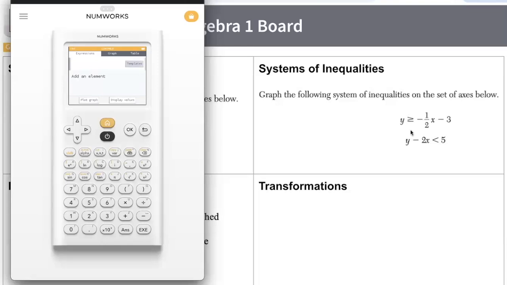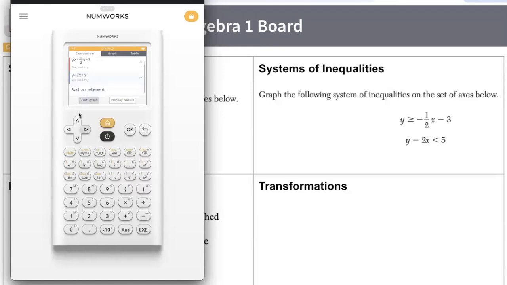Because this is y is greater than or equal to, I'm actually just going to type it in. So I'm going to say y is greater than or equal to -1/2, and to get over, I'm just going to hit the over key to move your character. X minus 3. Okay. It will read as an inequality. I can add another element for a system. And then I'll start with alpha 3 for y minus 2. The X key is less than 5 and click OK.